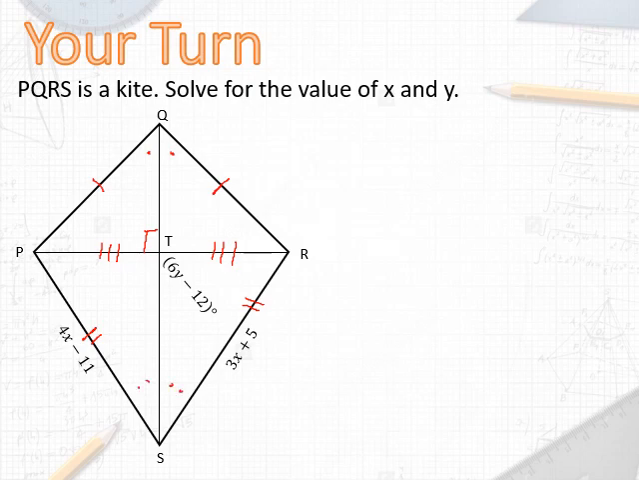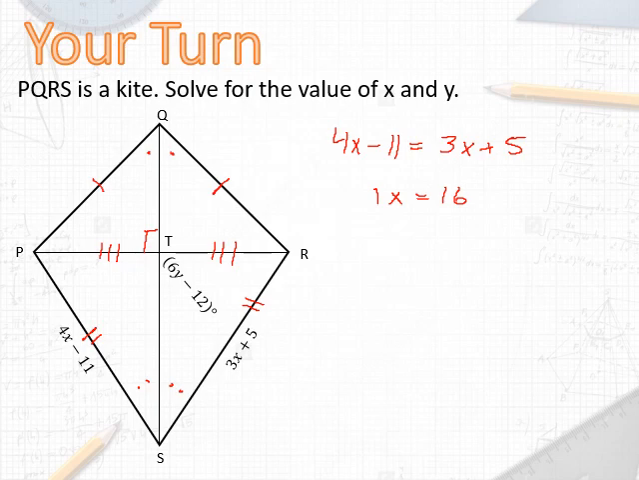All right, so to solve for x, we know those two sides are going to be congruent, so we can just set these up and solve as if they were equal. So 4x minus 11 equals 3x plus 5. Subtract the 3x from both sides, we get 1x. Add 11 to both sides equals 16. So x is 16. Nice, easy one.